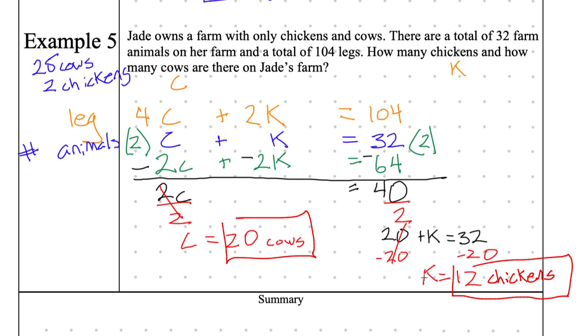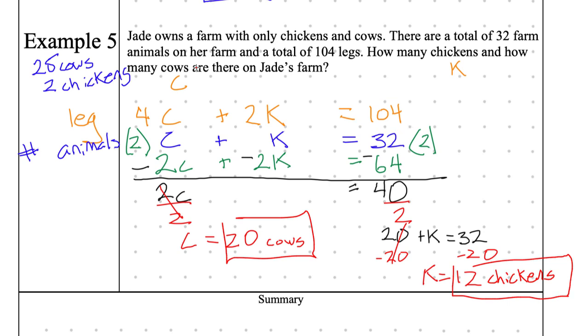Questions, Kira? Are we supposed to solve how many legs there are? I mean, we know that there's 104 legs. You can find how many cow legs there are, but it's only asking how many cows, not how many cow legs. Okay. I could just multiply by 4, right? There's 80 cow legs. All right.